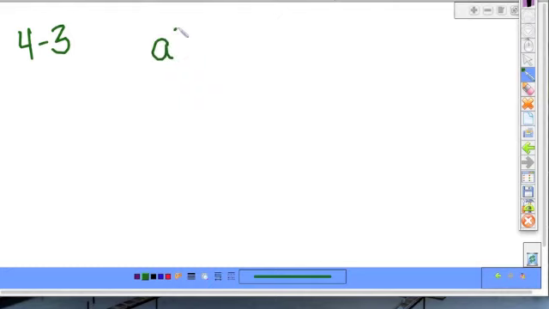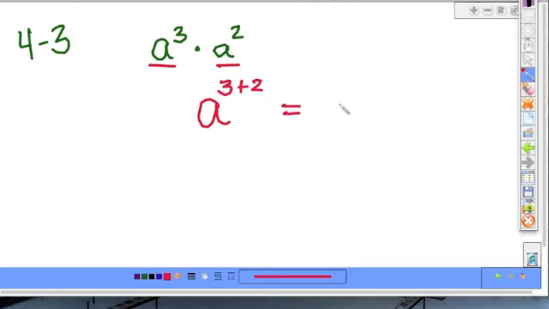What if I had a to the third times a to the second? My base number is always going to be my big number or my larger integer. For this one I have a variable, an a. So my base stays the same. Now what I'm going to do is take these exponents and add them together. So I'm going to do 3 plus 2, which is going to give me a to the 5th power.